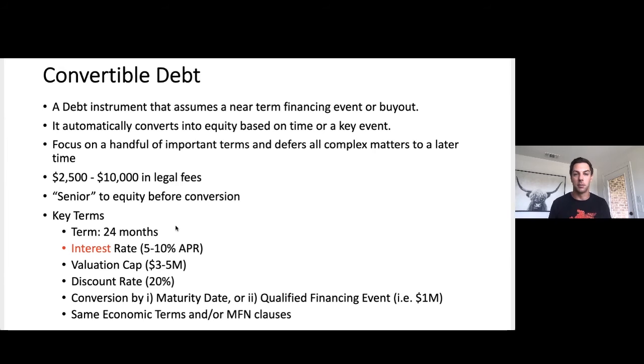Convertible debt is a debt instrument that assumes a near-term financing event or a buyout. It automatically converts into equity in the future based on time or a key event, a financing event. It only focuses on a handful of the most important terms, and it defers all those things like board seats and voting matters and redemption rights to a later time, because somebody else is going to come in later with more money and define those things. It's much cheaper to raise money via convertible debt.